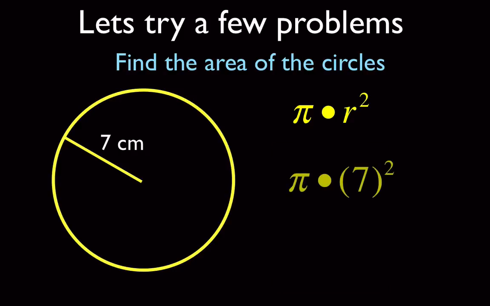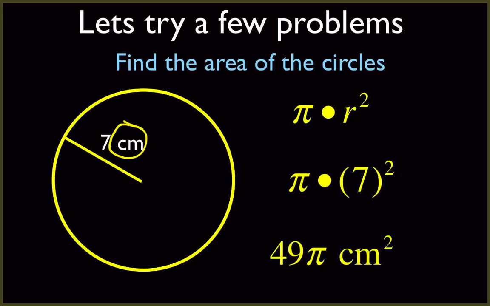Alright, so you're going to plug in 7 for the radius because it's halfway across the circle. 7 times 7 is 49 pi centimeters squared. Notice I use centimeters squared because in the original problem they gave me centimeters.